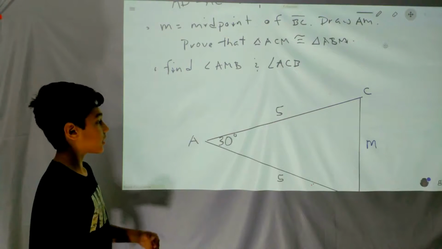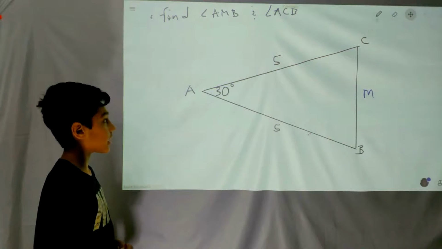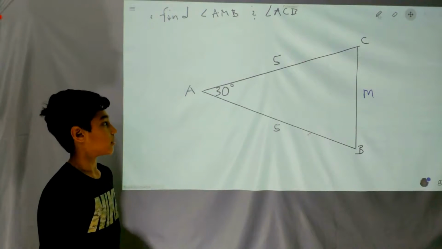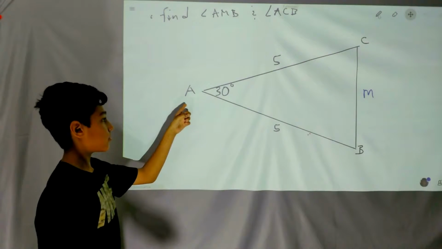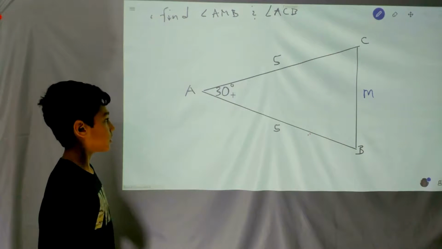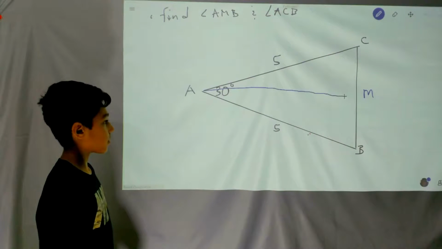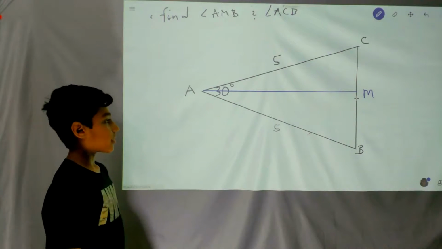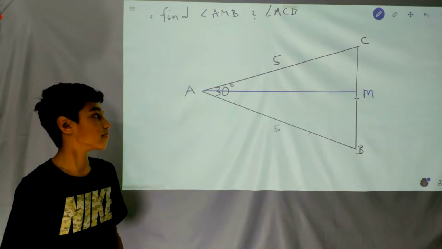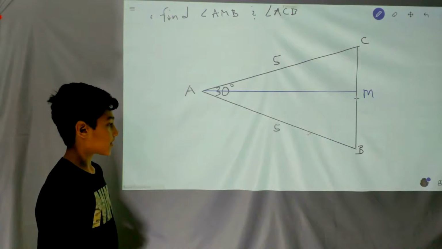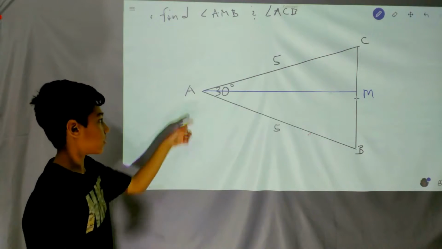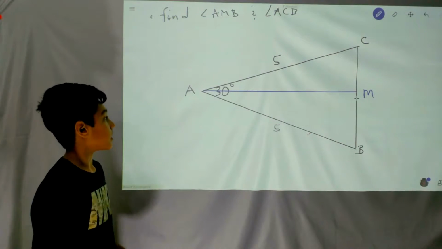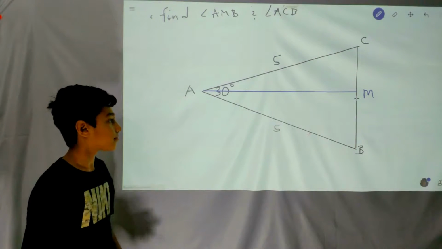The triangle looks like this, where AB and AC are equal and M is the midpoint. So let's draw the line from A to M, to split the triangle in half. That's the midpoint, and we can call that line AM. We know that AC equals AB, which equals 5, so these two sides both equal 5. And angle CAB equals 30 degrees, right there.